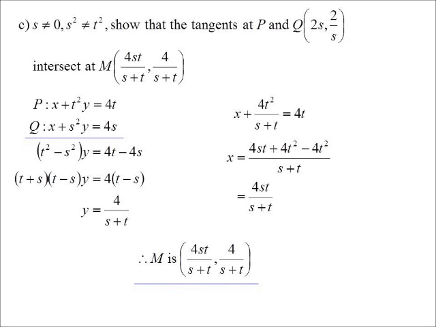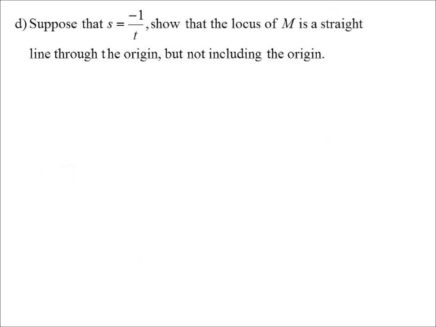Well, whenever we find the coordinates of the point, what usually comes in the next part? Find the locus. Here we go. Oh, what a surprise. Suppose that S is minus 1 on T. Show that the locus of M is a straight line through the origin, but not including the origin.